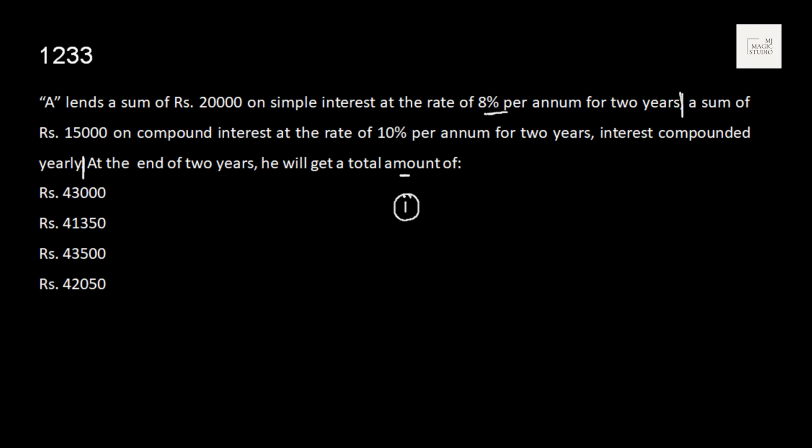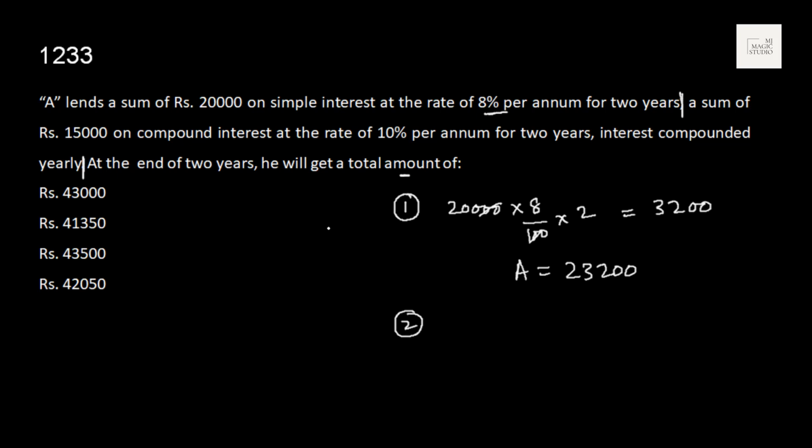So from the first investment, 20,000 into 8% into 2, that would be the interest. This is 8 into 4, 3200. So the amount in this case would be 20,000 plus 3200, 23,200.